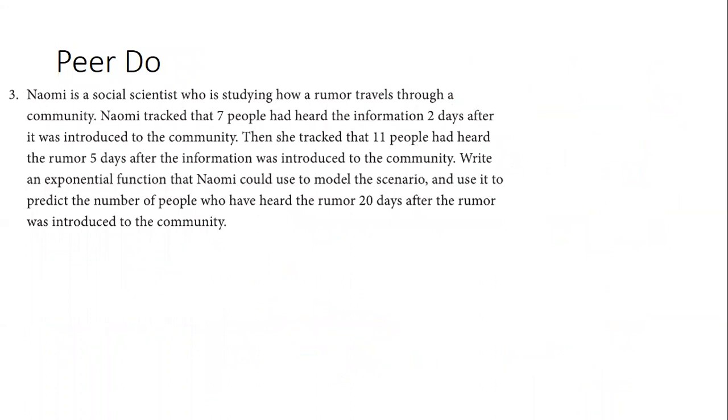Here we go. All right, we're going to talk about our friend Naomi here. Naomi is a social scientist who is studying how a rumor travels through a community. Naomi tracked that 7 people had heard the information 2 days after it was introduced to the community. Then she tracked that 11 people had heard the rumor 5 days after the information was introduced to the community. Write an exponential function that Naomi could use to model the scenario and use it to predict the number of people who have heard the rumor 20 days after the rumor, okay? What I want you guys to do at your table is steps 1 and 2.